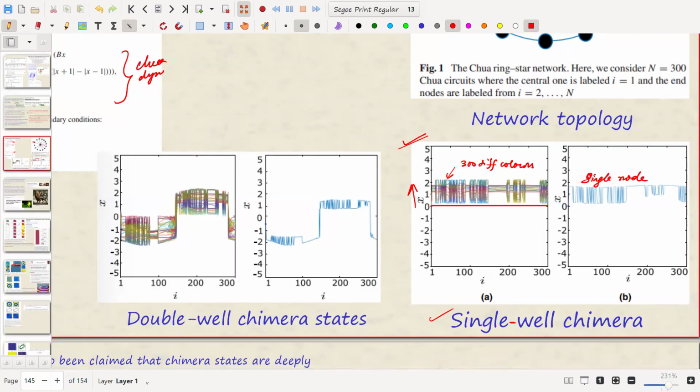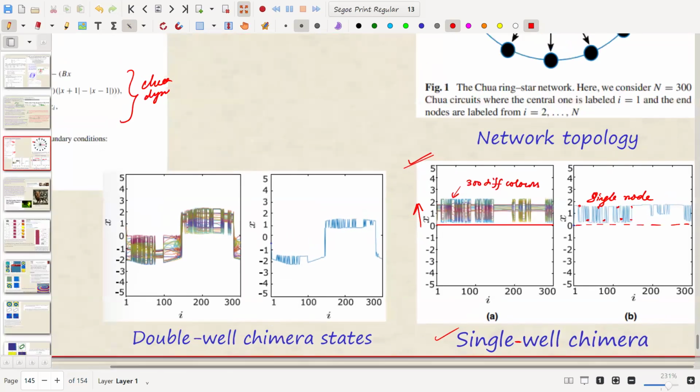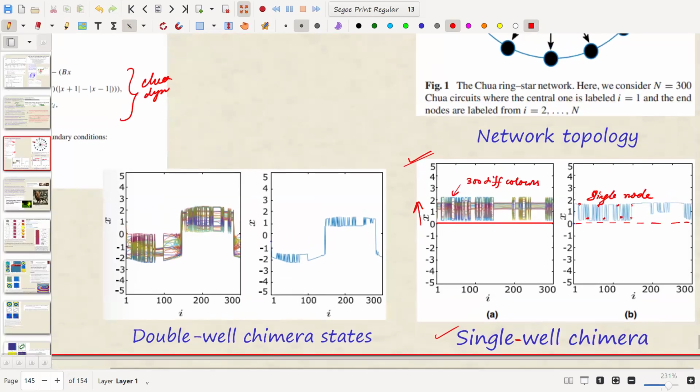You can see it is clearly above zero, and they are oscillating in between two states. So this is known as a single well chimera state. Now, an interesting phenomenon we saw is a double well chimera state. You can see that it is now traversing the negative values, both negative and positive. So it stays in negative and stays in positive.